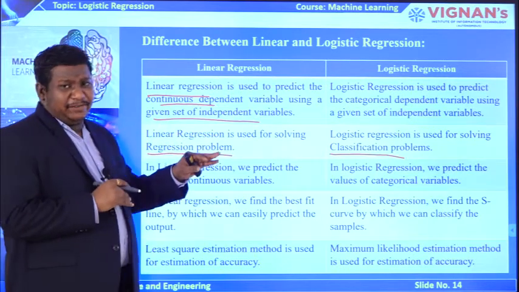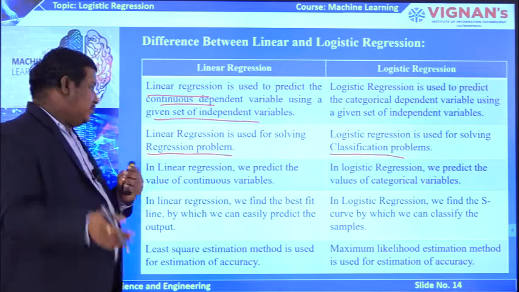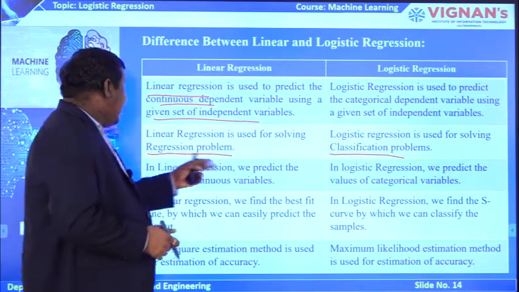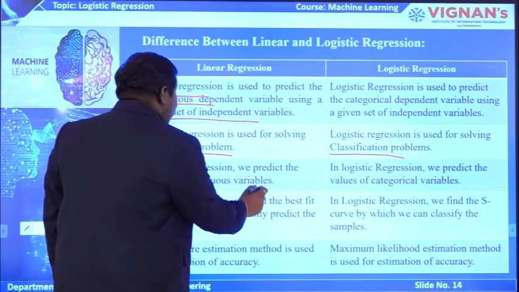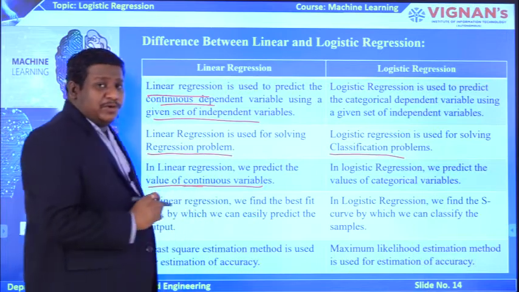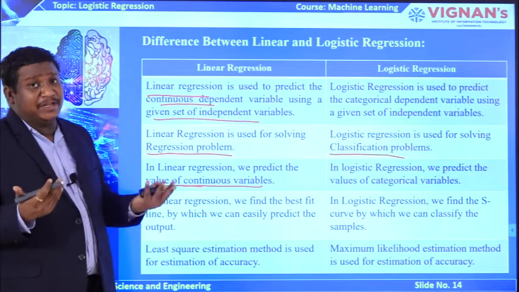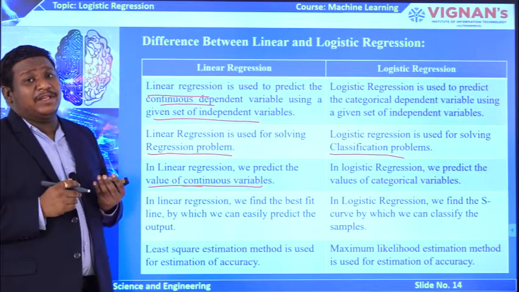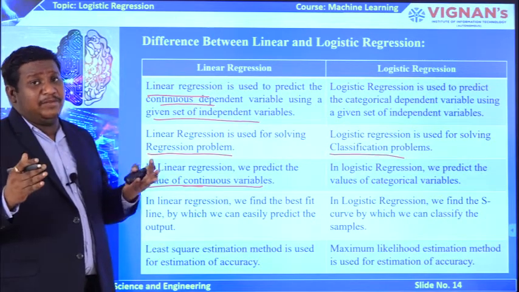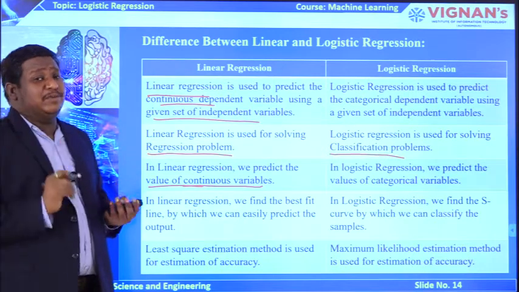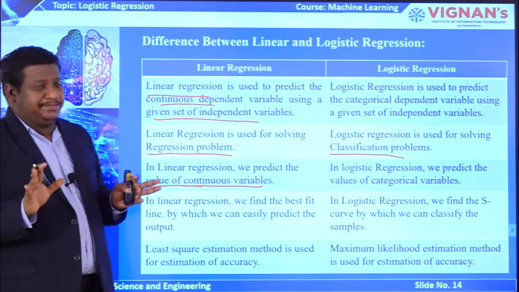So, that is the second difference in terms of working examples. Coming to the third one, in linear regression we predict the value of continuous variables. Here the data with which we are working in linear regression is continuous data. Whatever variables we are working with, the values we are going to get from those variables are continuous data.